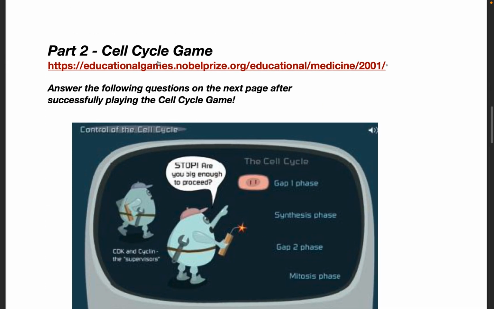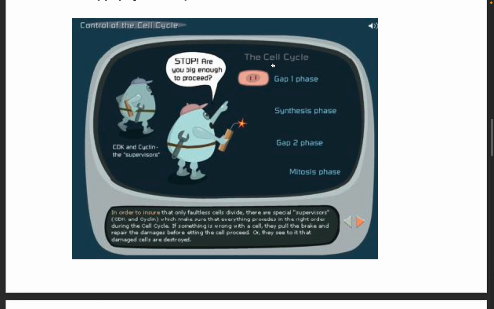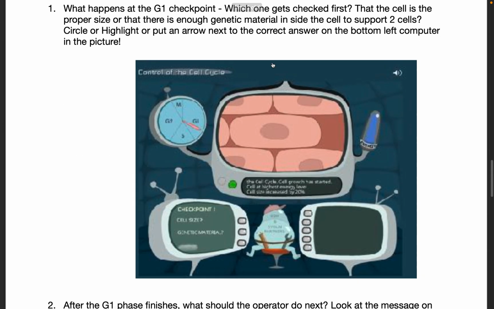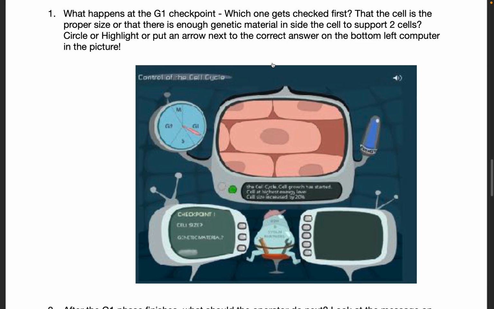So to play the cell game, you're going to click on this. As I mentioned, it's from the Nobel Prize website. And you can run through the game without worrying about writing anything down. I played the game like 5 or 6 different times, and I'm like, what's a good takeaway? There's no scorecard, but you're going to answer some questions throughout the game. And you are presented with 4 scenarios. So I have 4 pictures from the game.